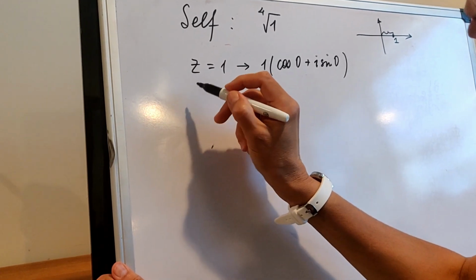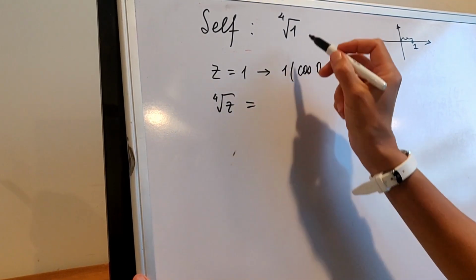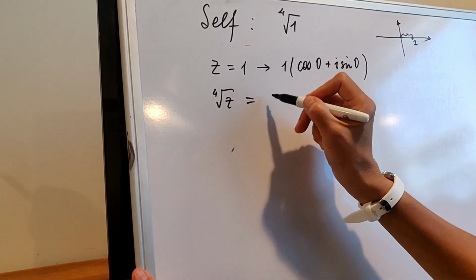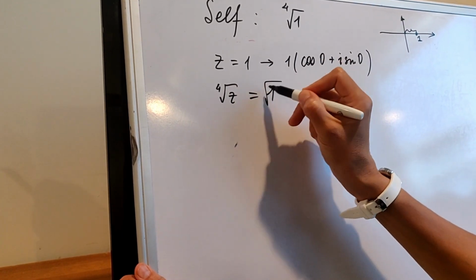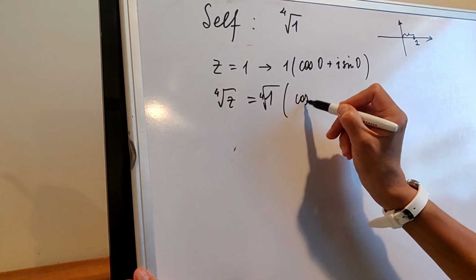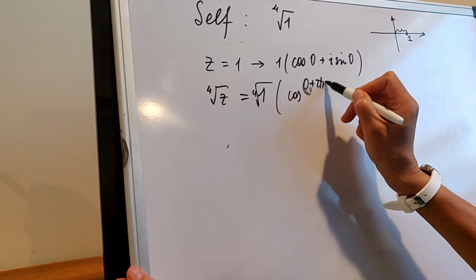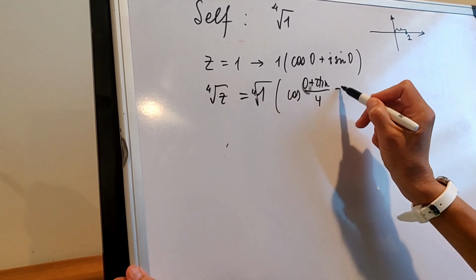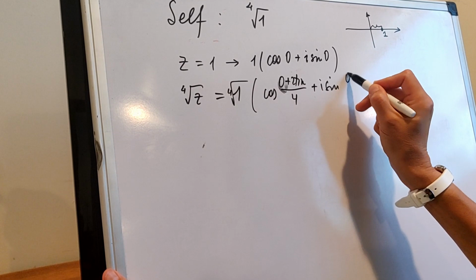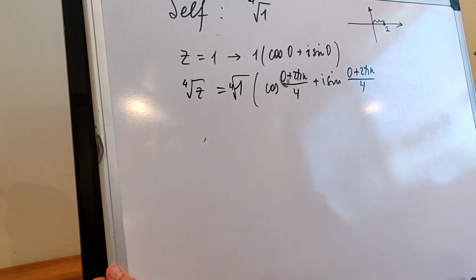Now, what is going to be the fourth root of z? According to my theory, it's going to be the fourth root of 1, which is still 1, right? We can write down the fourth root of 1, but this one is going to be just number 1. And then cosine of (0 plus 2 pi n) divided over 4 plus i sine of (0 plus 2 pi n) divided over 4.